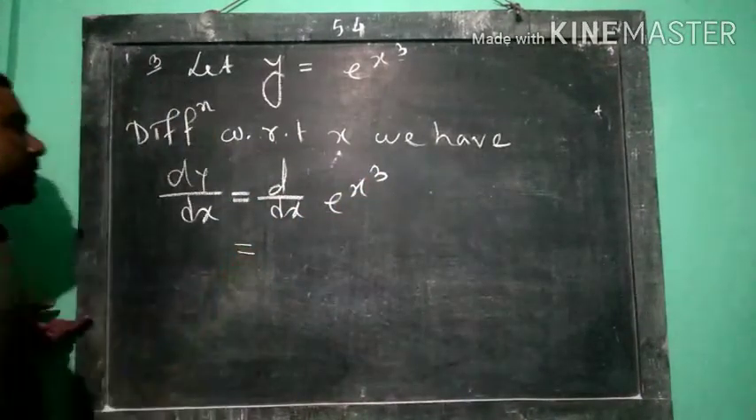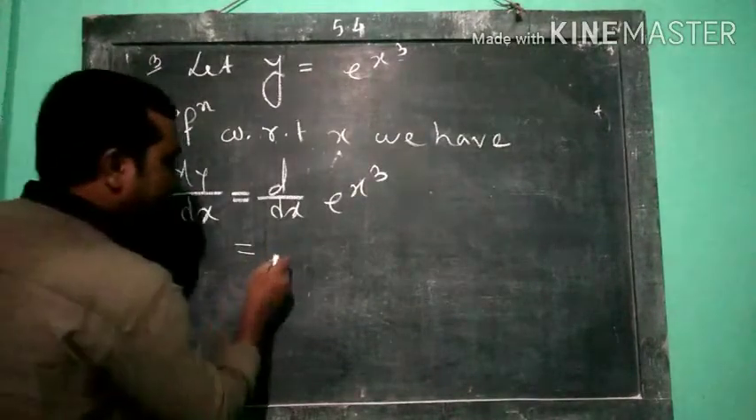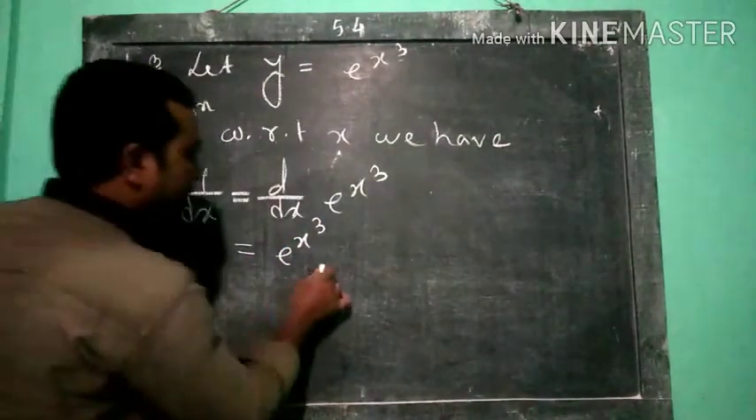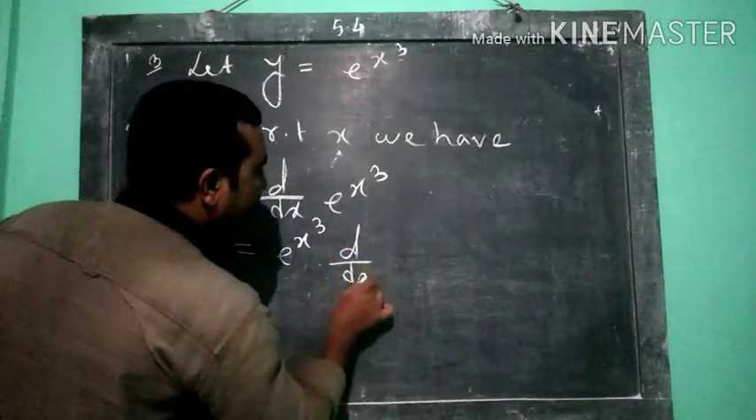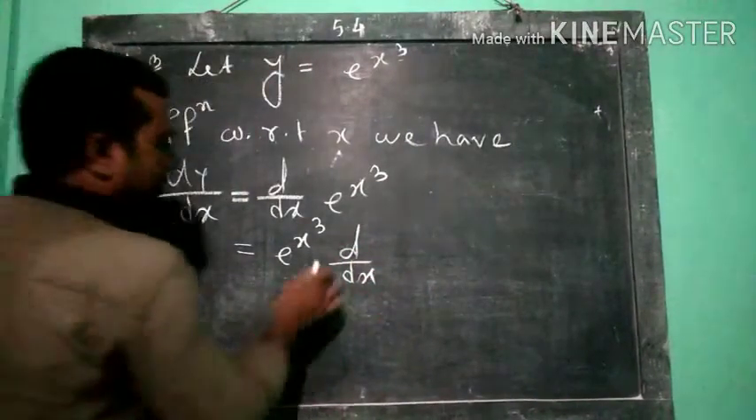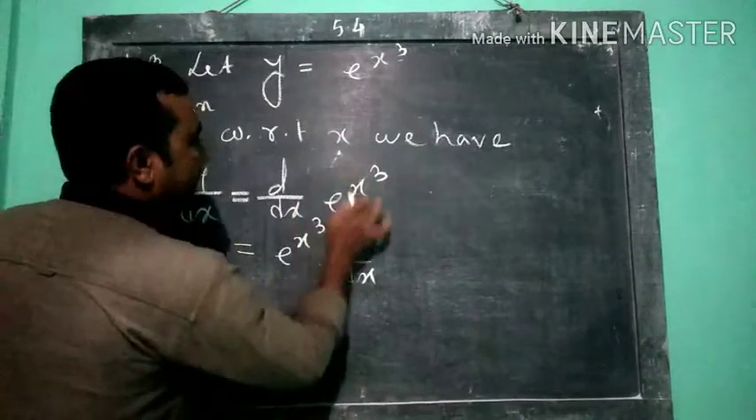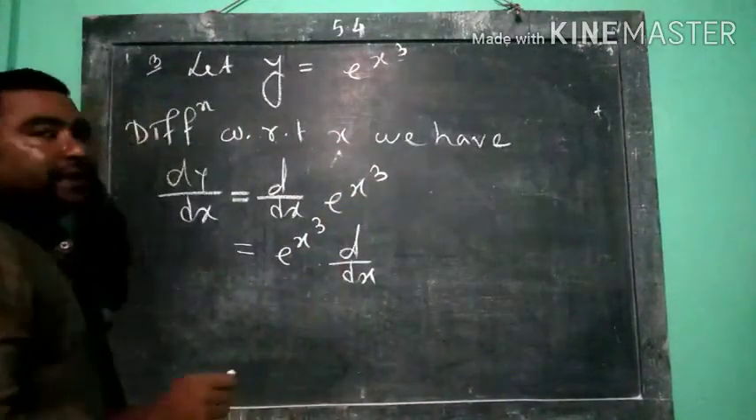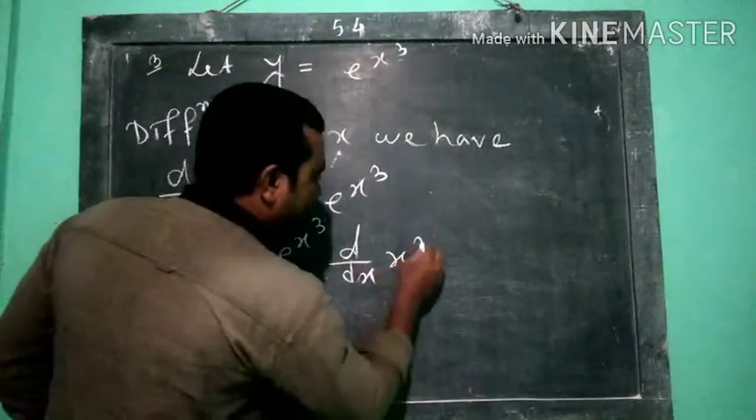So d/dx of e to the power x is e to the power x, so write here e to the power x cube into d/dx of, according to the chain rule. First of all we differentiate e to the power x, now we are going to differentiate x cube, so write here x cube.